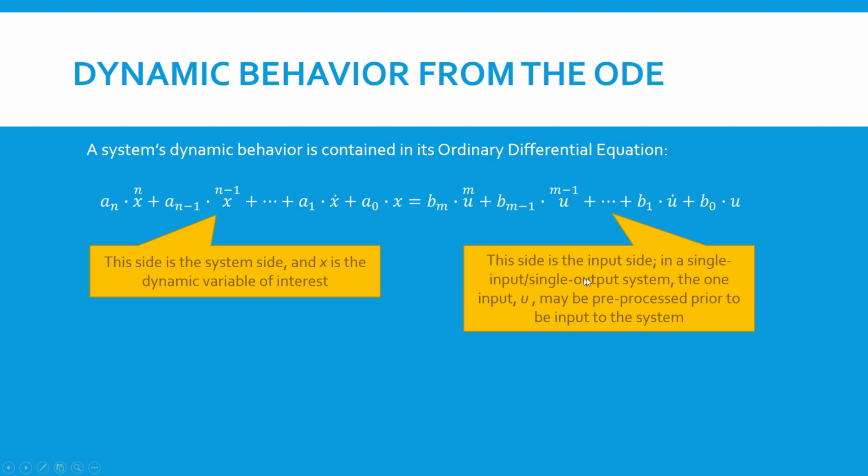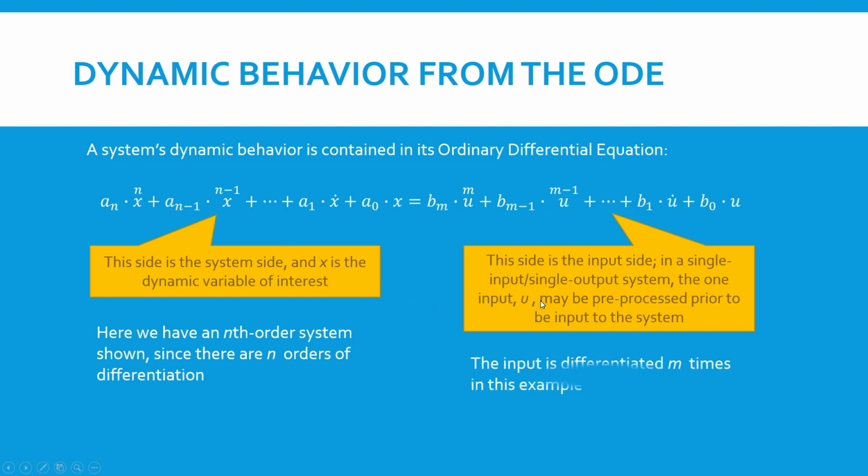The right-hand side of the system has u as an input, but notice that the u can be differentiated also multiple times, in this case m times on the right-hand side. So basically the input is put in u and then it is pre-processed with these various operations being done to it, and then fed into the dynamic system, and the dynamic system responds or moves. We have an nth order system because there are n orders of differentiation here. And on the right-hand side the input is differentiated m times.